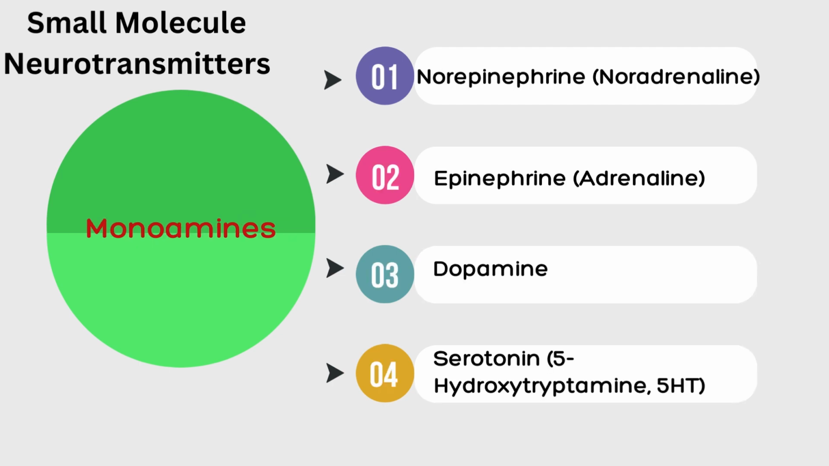So for the small molecule neurotransmitters, one category is the monoamines, where we have norepinephrine or noradrenaline. We have epinephrine, also called adrenaline. We have dopamine, and we have 5-HT, which is also called serotonin or 5-hydroxytryptamine.